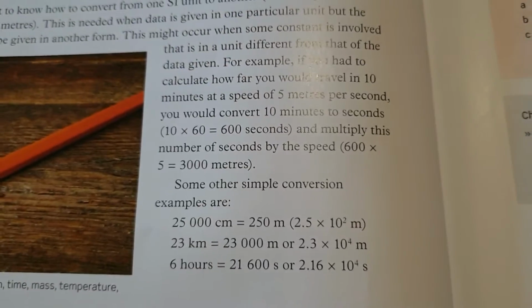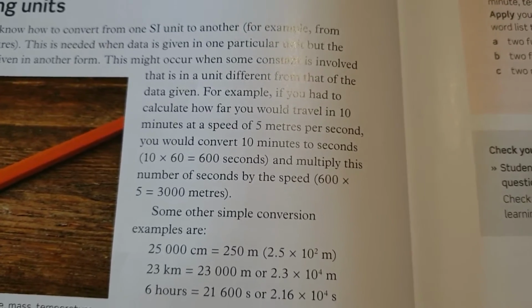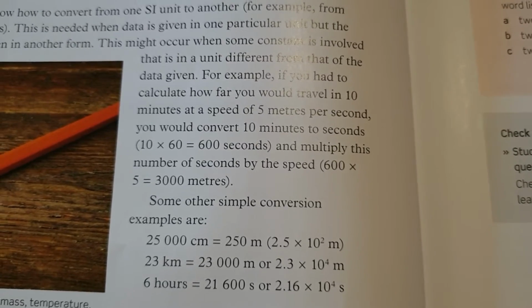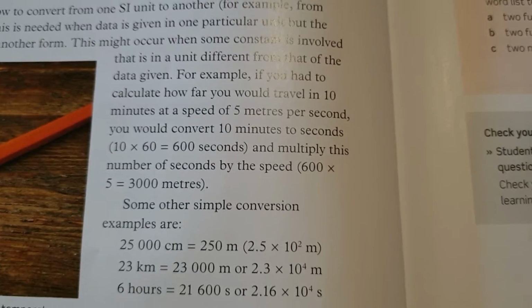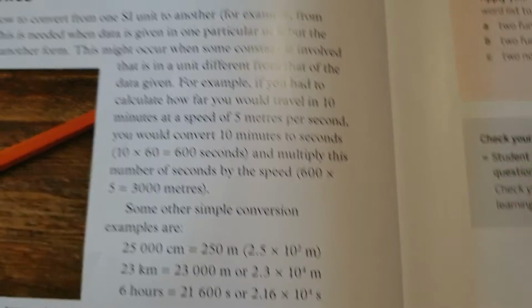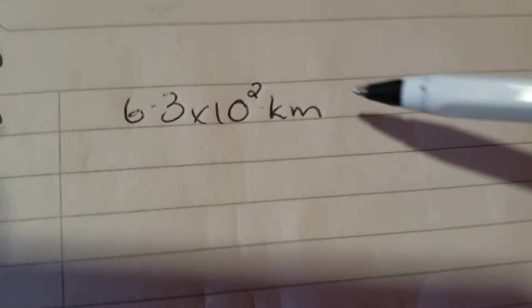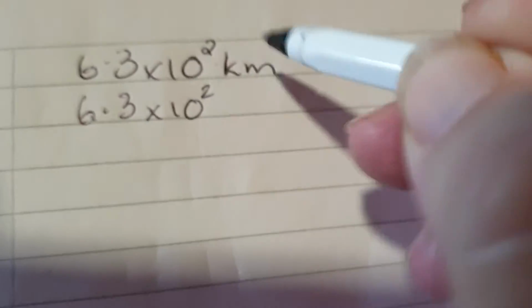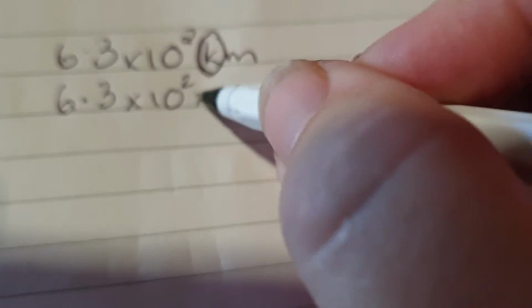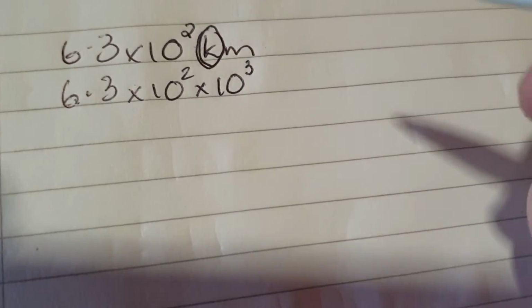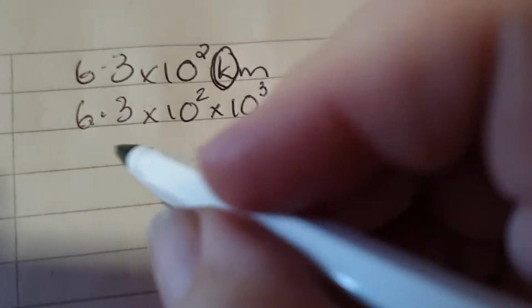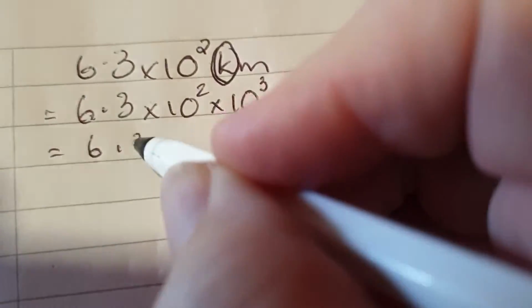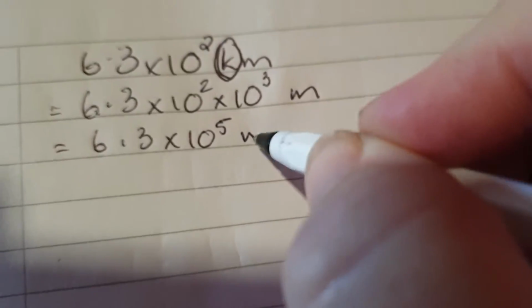Right. When you need to convert units, so say you have got 6.3 by 10 to the 2 kilometers, and you need it in meters. So let's go over here. 6.3 by 10 to the 2 kilometers, and you need it in meters. You're about to get confused. If you replace the prefix with what it stands for, so kilo is 1,000, so that's by 10 to the 3 meters, then it's 6.3 by 10 to the 5 meters.